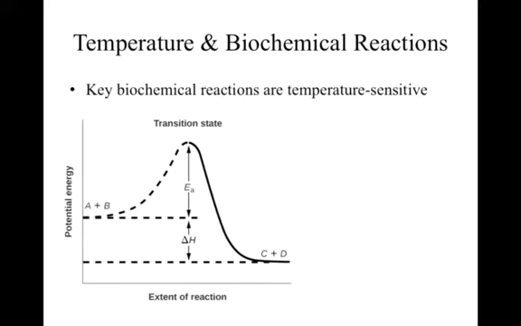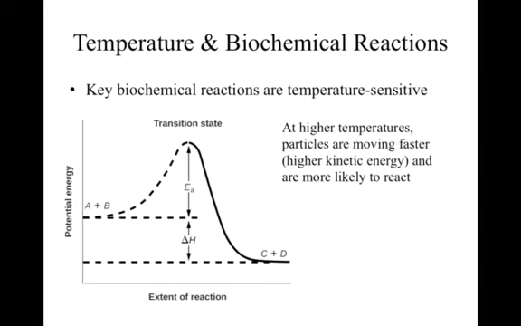Hopefully you've seen something like this in a chemistry class, but basically if I have reactions, in order to happen, they have to get over what's called a transition state. You need the energy of activation to happen. And so if I have higher temperatures and my particles are moving faster, they have higher kinetic energy, and so they're more likely to get over that hump and react.